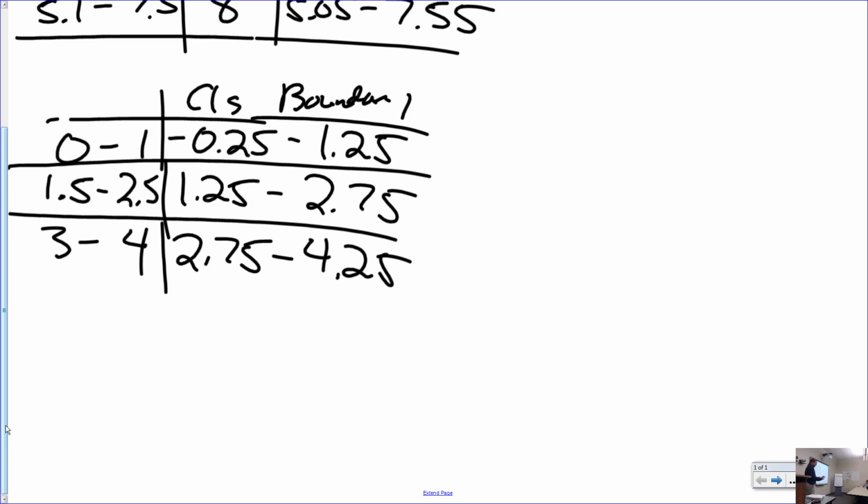So we feel relatively comfortable with negative class boundaries. You will have that on the homework, so if you don't, look at it. All right?